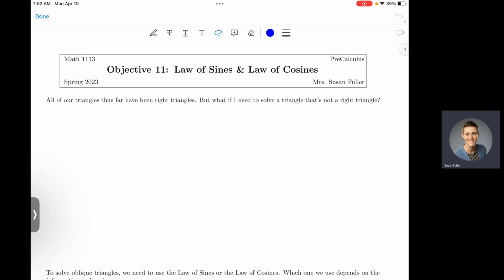Law of sines and cosines. This is going to help us work with triangles that don't have a right angle in them. Everything that we've been working with thus far has been a right triangle. Right triangles, just to refresh you, have to have a right angle. When you have a right angle, the side opposite that right angle is called the hypotenuse. And we've been working with right triangles all semester long.